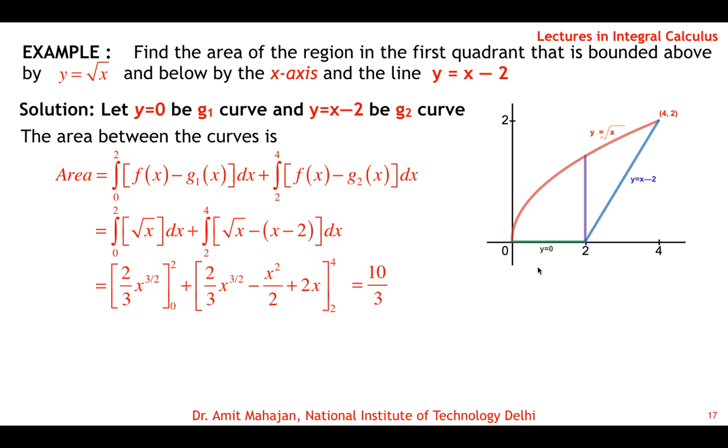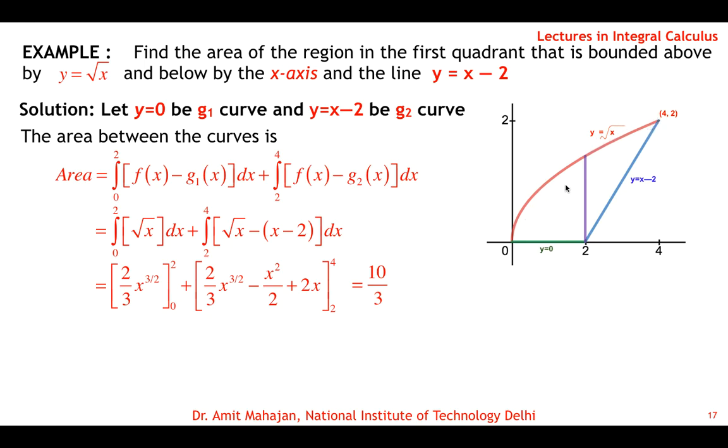Okay, but this was when we integrated with respect to the variable x. If instead of taking the partition on the x-axis, we take the partitions on the y-axis, that means if we want to integrate with respect to y by taking horizontal partitions, then you see that there is only one curve, y is equal to x minus 2, which will be above this y is equal to root x. Okay, so we can calculate x in terms of y as x is equal to y plus 2, and from here x is equal to y square.